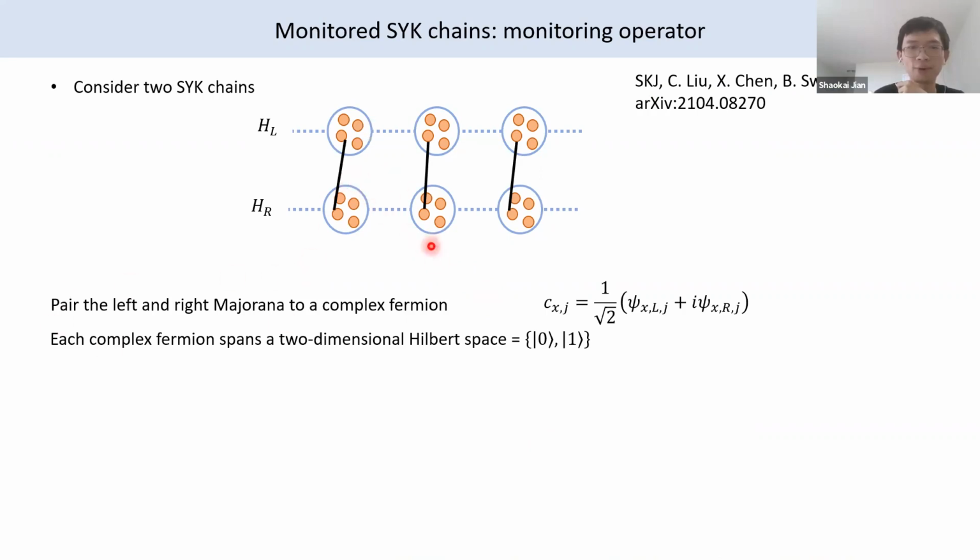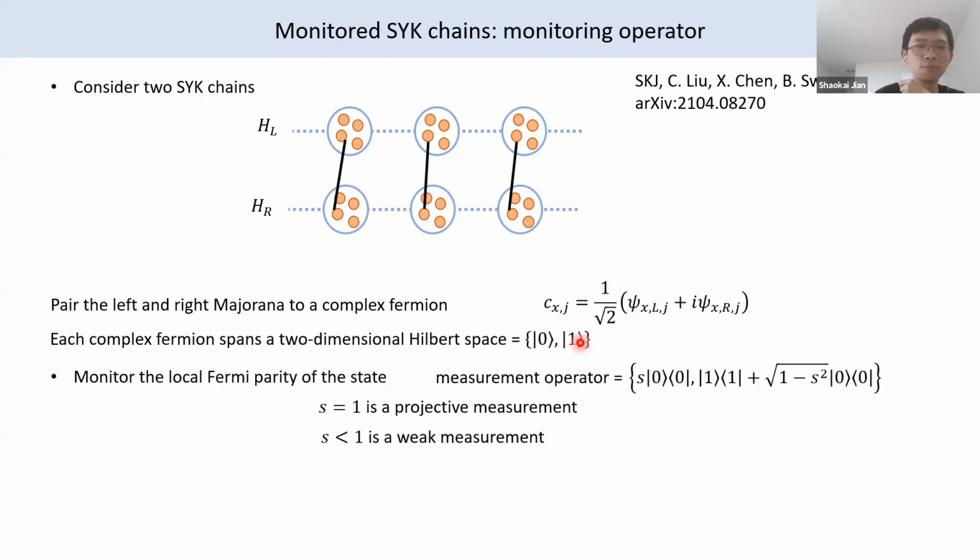So we pair left and right Majorana to a complex fermion. Then each complex fermion spans a 2-dimensional Hilbert space, 0 or 1, which is the occupation number. Then we monitor the local Fermi parity of the state. So the measurement operator is given by the projection operator to the 0 or 1 state. If s is equal to 1, then this is a projective measurement, like before. Here we allow more general measurement, which is weak measurement.